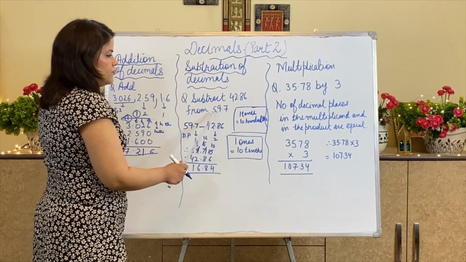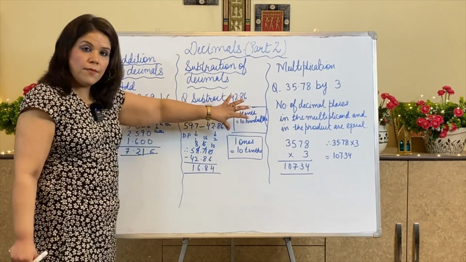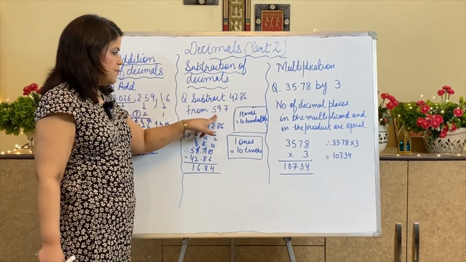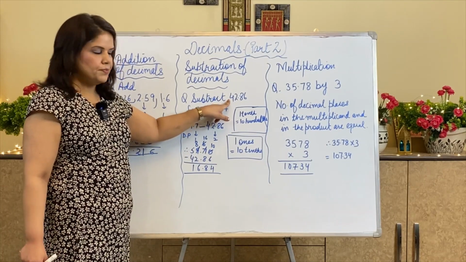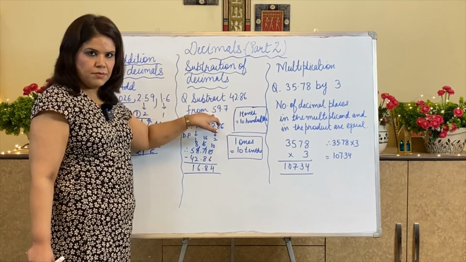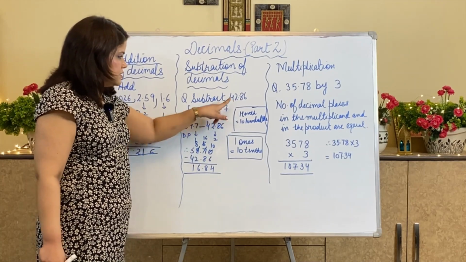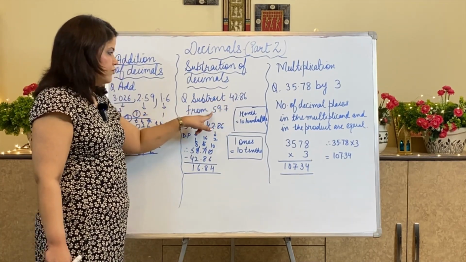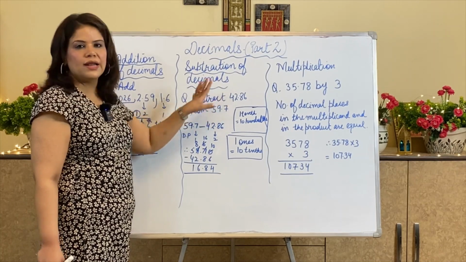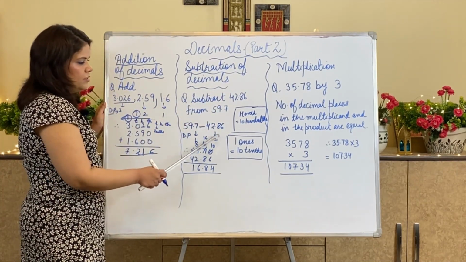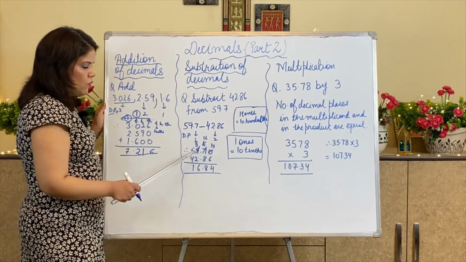59.86 from 59.7. From means this number will come above, and this is the bigger number, this is the smaller number. So the first number will be this number in the first column, the second number will be this one. But these are unlike decimals. So I will first convert them into like decimals. How? One has one decimal place, the other has 2. So how will I write it?